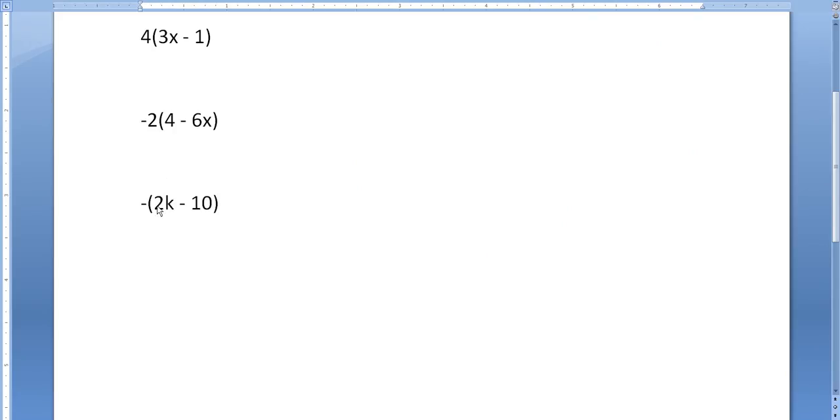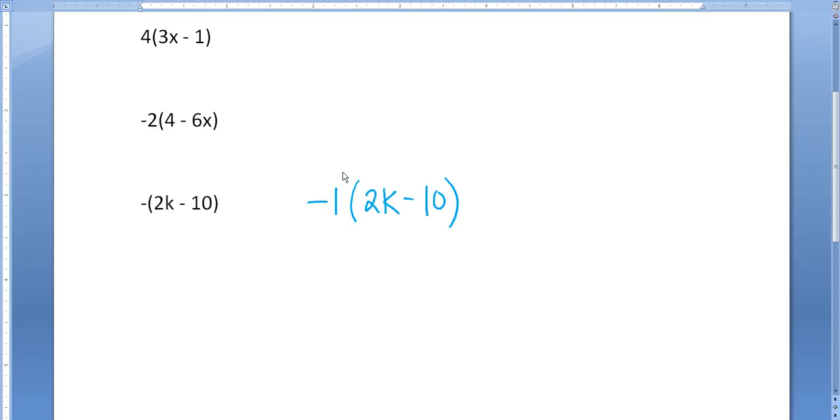Negative quantity 2k minus 10. Okay, what is out here in front of this quantity? Say there's a negative sign, but there's something else there too, whether we wrote it there or not. There actually is an implied negative 1. That's what it means when there's a negative out in front of there. And I think it looks a lot better when you put the negative 1 there instead of just the negative. You'll see this a lot though in math, but it makes a lot more sense when you put the 1 there with the negative sign.